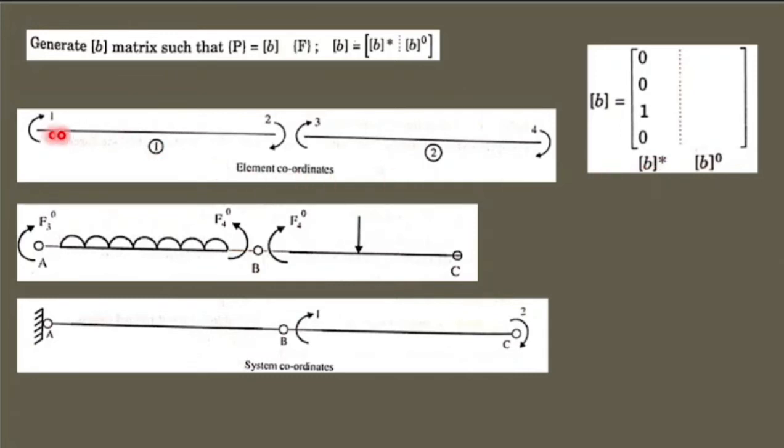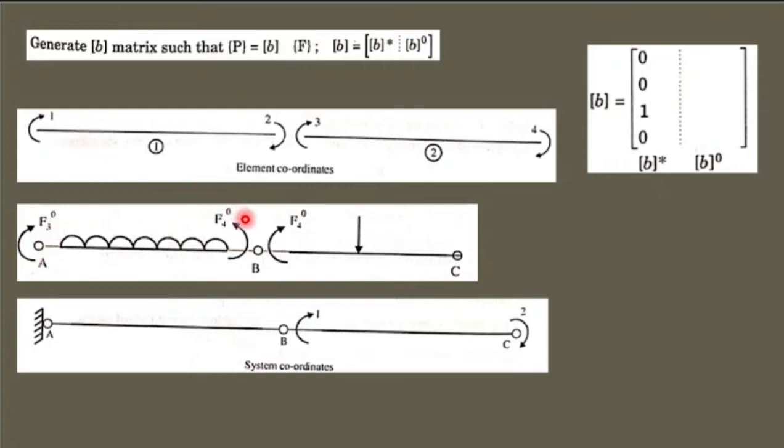How to find that? Two elements here, element 1 and element 2. How many nodes will be there? For each and every element you have 2 nodes at starting and at the ending. So they have indicated by using the arrows here. At B to C you have element 2. For that you have node 3 and 4. Okay, this is known as element coordinate. What are the redundant force?